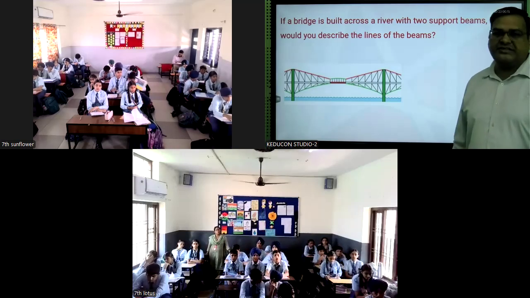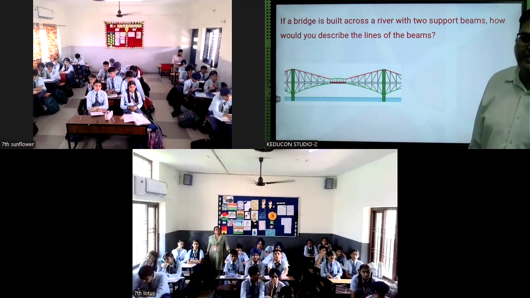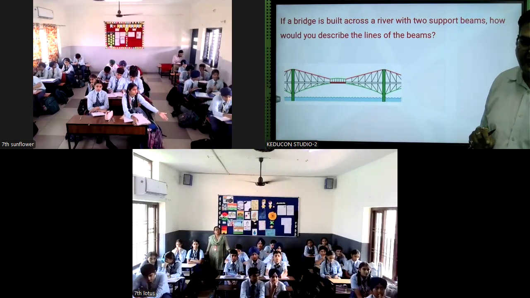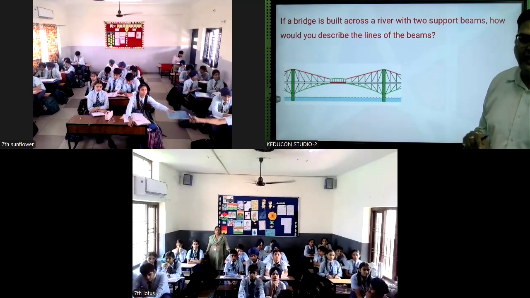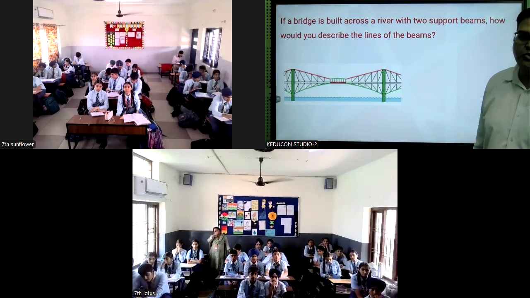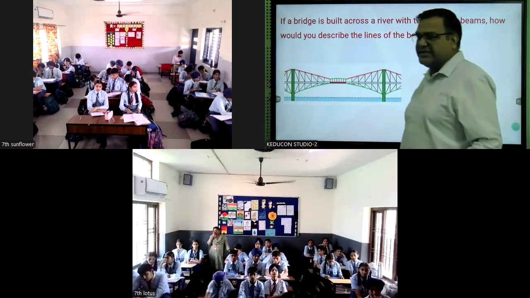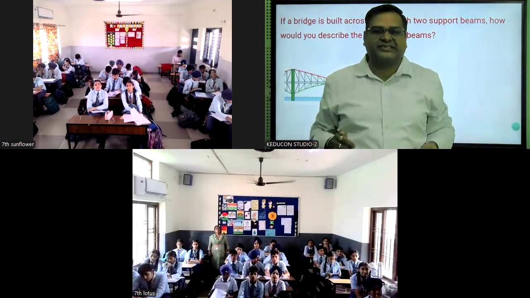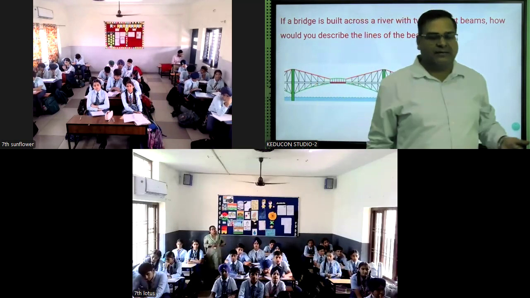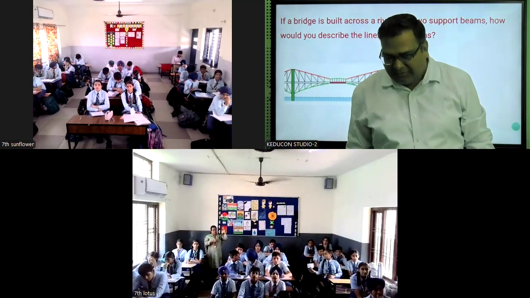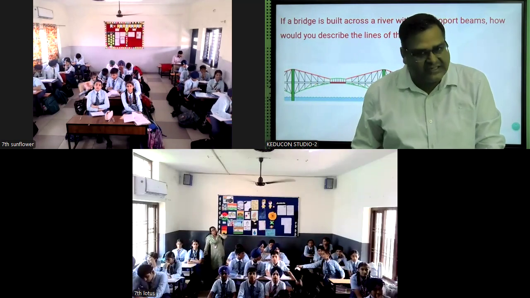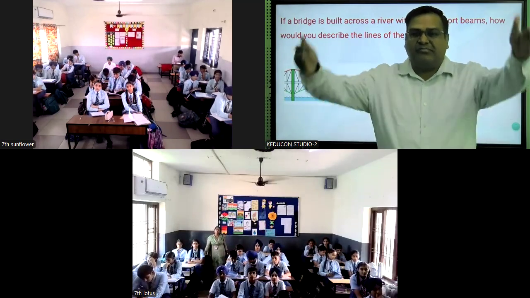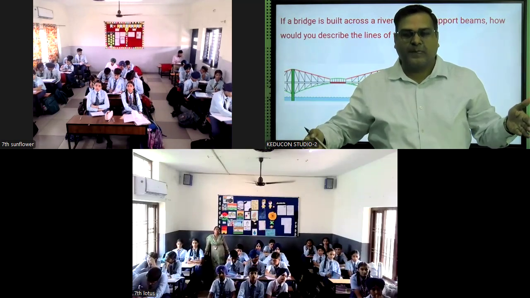Next question, students. Now read the statement carefully. If a bridge is built across a river with two support beams, what do you mean by support beams? The pillars on which a road or a bridge is standing. You must have seen, son, in your town, in your city, some bridges are built, overbridges everywhere these days. Generally, they are placed on some pillars, right?